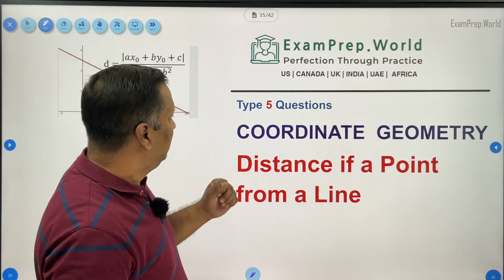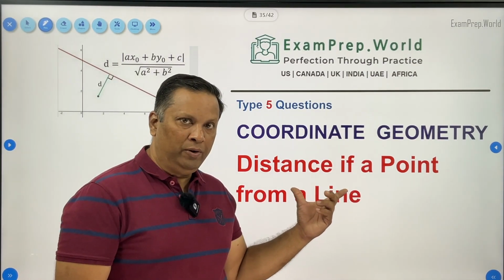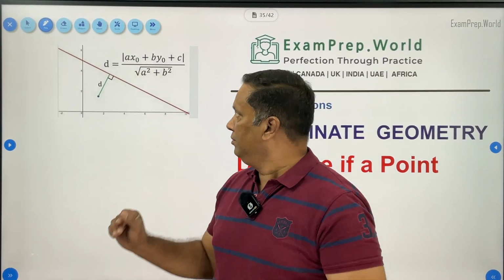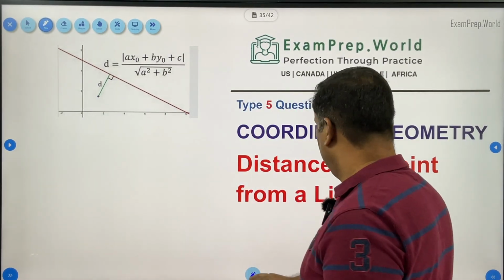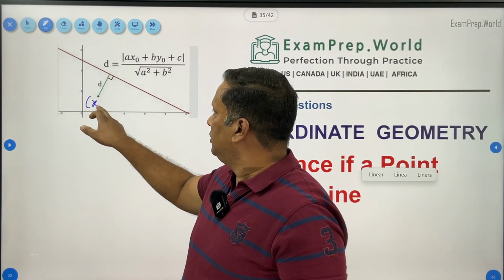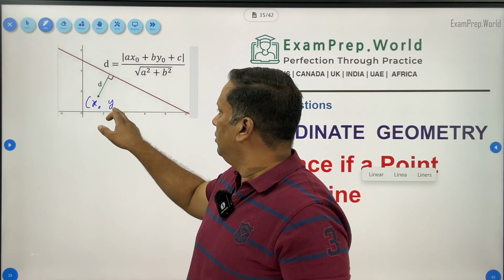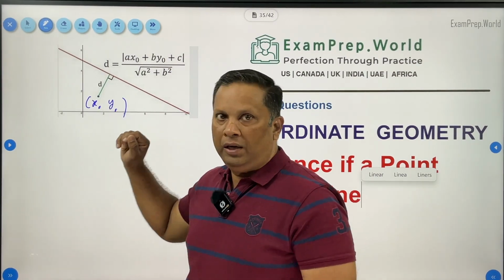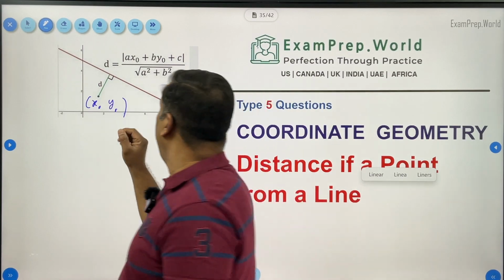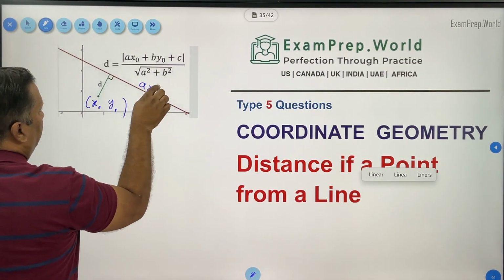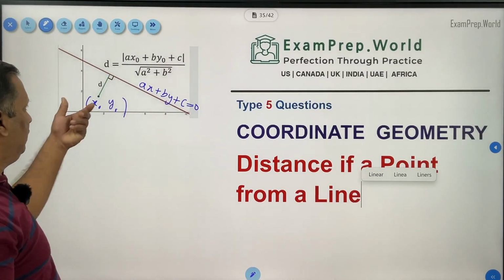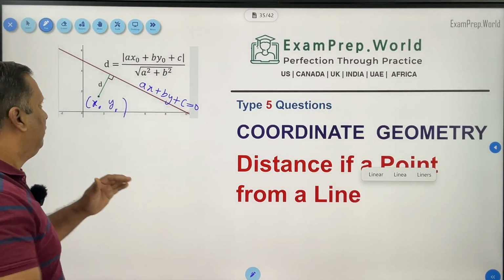Now here we have a topic where you can find the distance of a point from a given line. Like we see here, this is a point, and this point's coordinates are x naught, y naught, and the distance is this d, and this line will be ax plus by plus c equal to 0. So you have a straight line and you have a point. The distance is always the perpendicular distance.